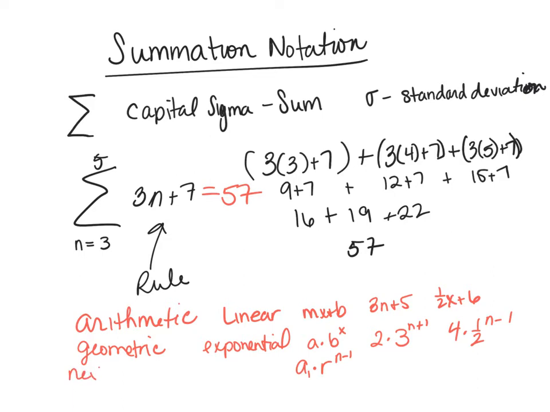So neither might be quadratic, n squared. It could be cubic, n to the third. It could be rational, 1 over x. Those are the neithers. The neithers need to be done by hand always. There's no shortcuts. The arithmetic and geometric we can actually use the rules for. So let's look at a couple examples from your homework.